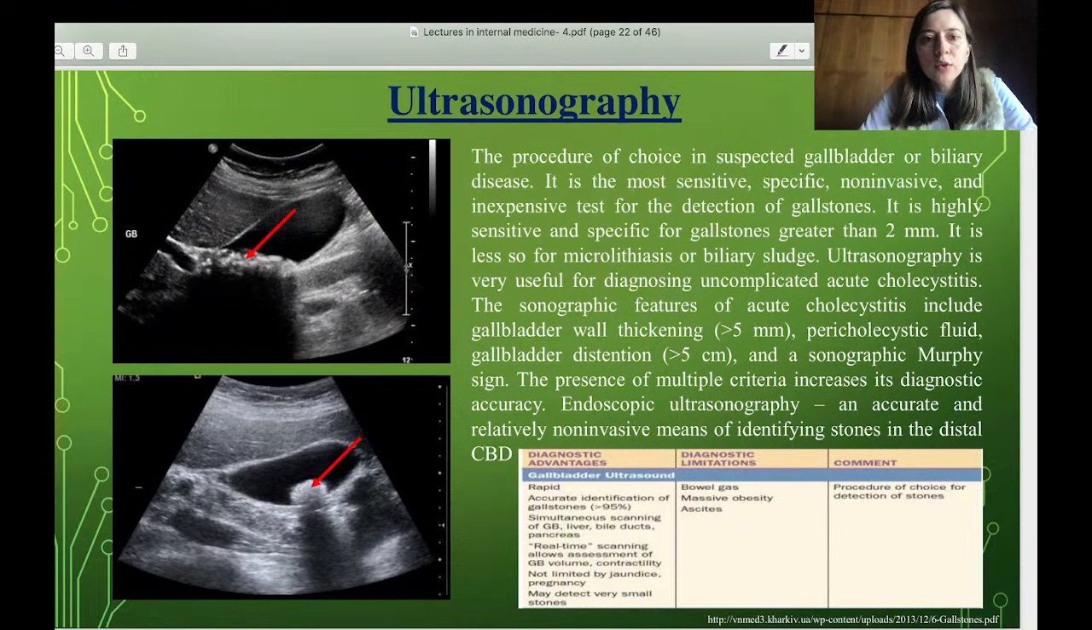The sonographic features of acute cholecystitis include gallbladder wall thickening, pericholecystic fluid, gallbladder distension, and a sonographic Murphy sign. The presence of multiple criteria increases its diagnostic accuracy. Endoscopic ultrasonography, an accurate and relatively non-invasive means of identifying stones in the distal common bile duct.